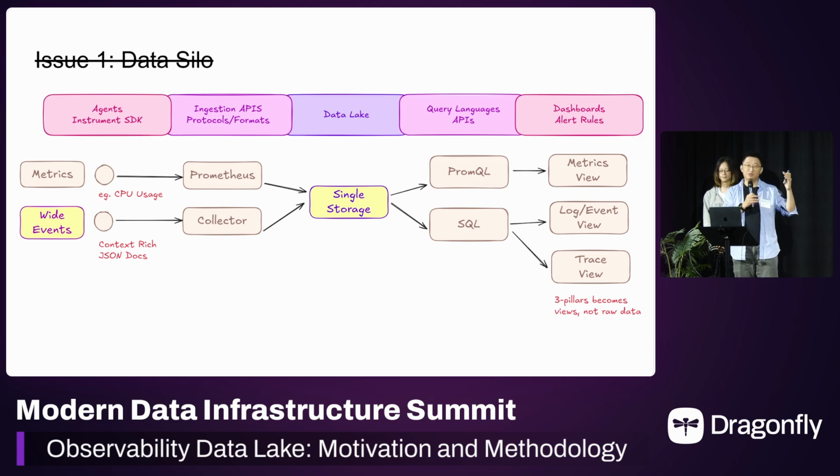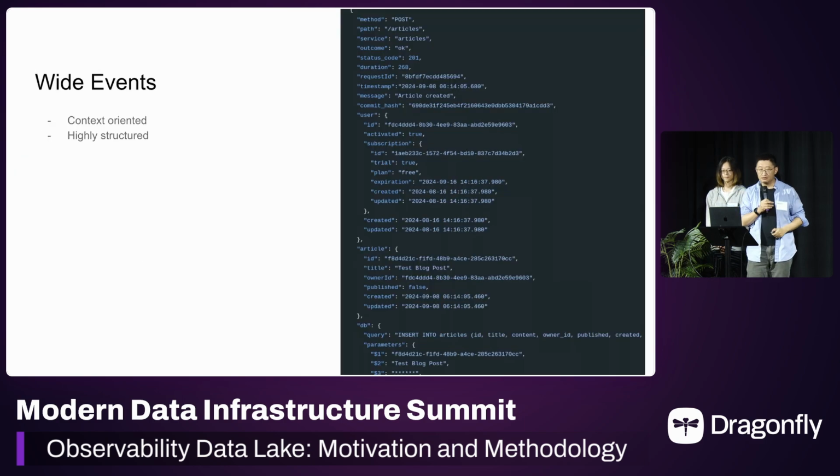So all these contexts go to a single data storage. This will be your single source of truth as storage. You will still have the 3 pillars, metrics, logs, traces, but they are not the data itself. They become the views of data. So this is an example of wide events. It might not be clear, but you don't need to read it. You just need to know that it's a JSON document with a strict structure, and it contains context information. It's not designed for a particular problem. It's for general purpose data collection.